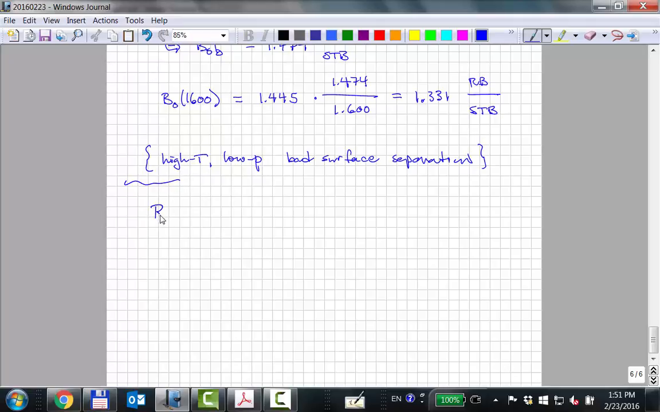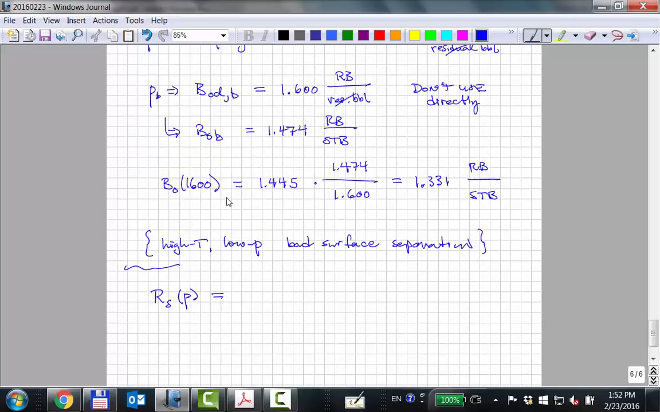So next we want to know the RS at a given pressure. How much gas is in solution? If we went to 1,600 pounds and we took that oil to the surface process, how much gas would come out of solution? Okay.